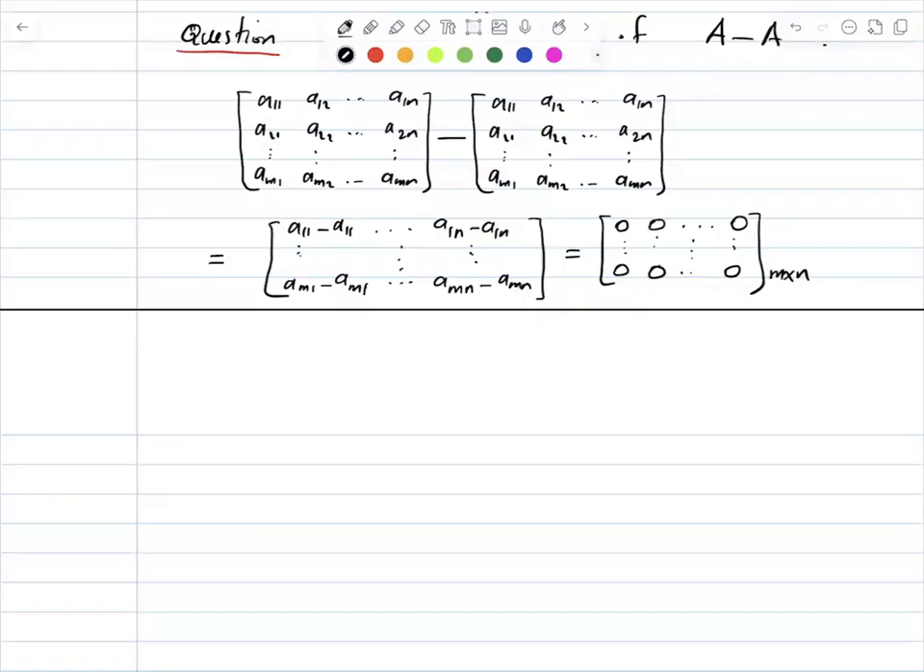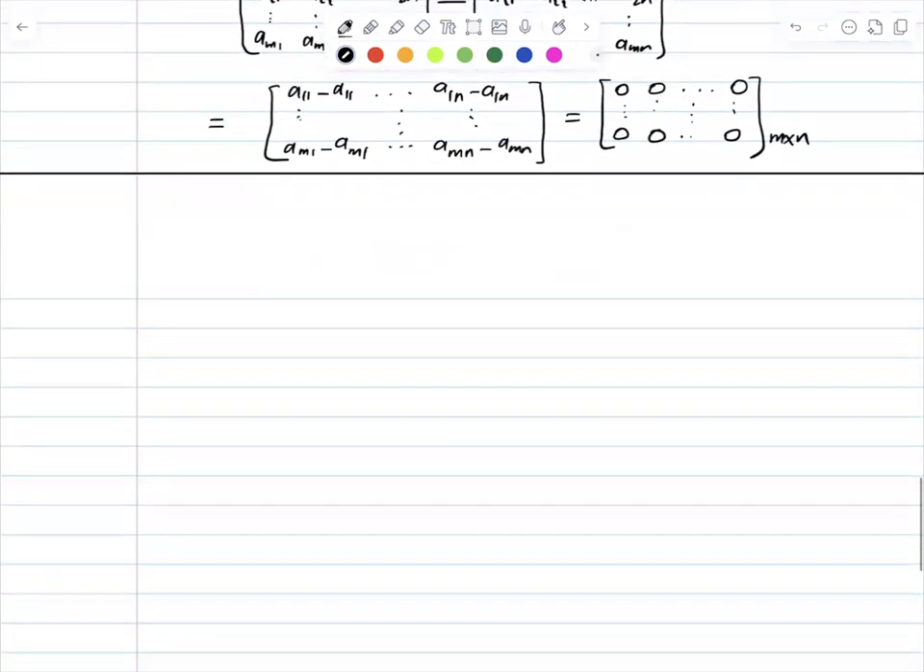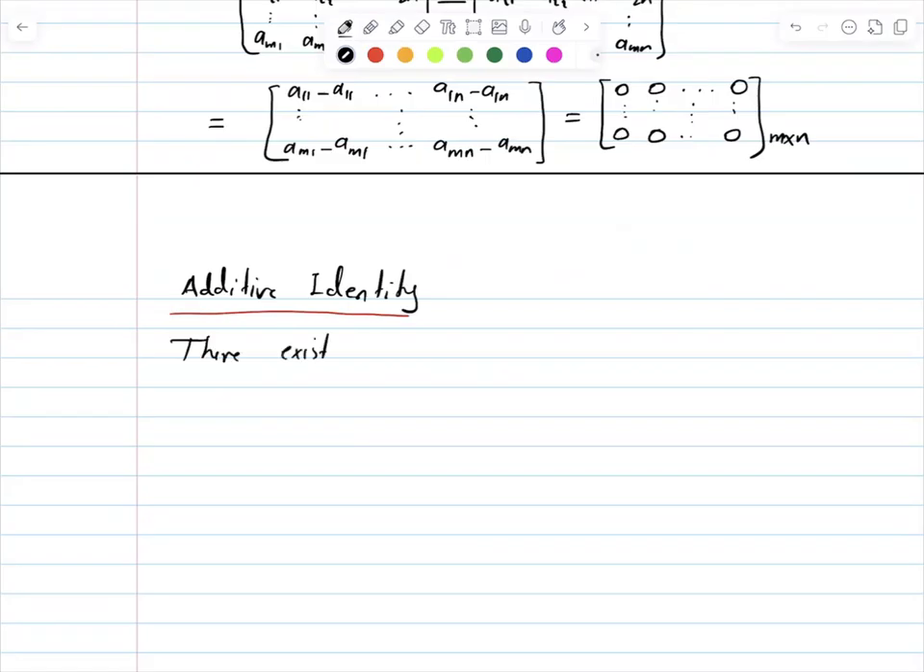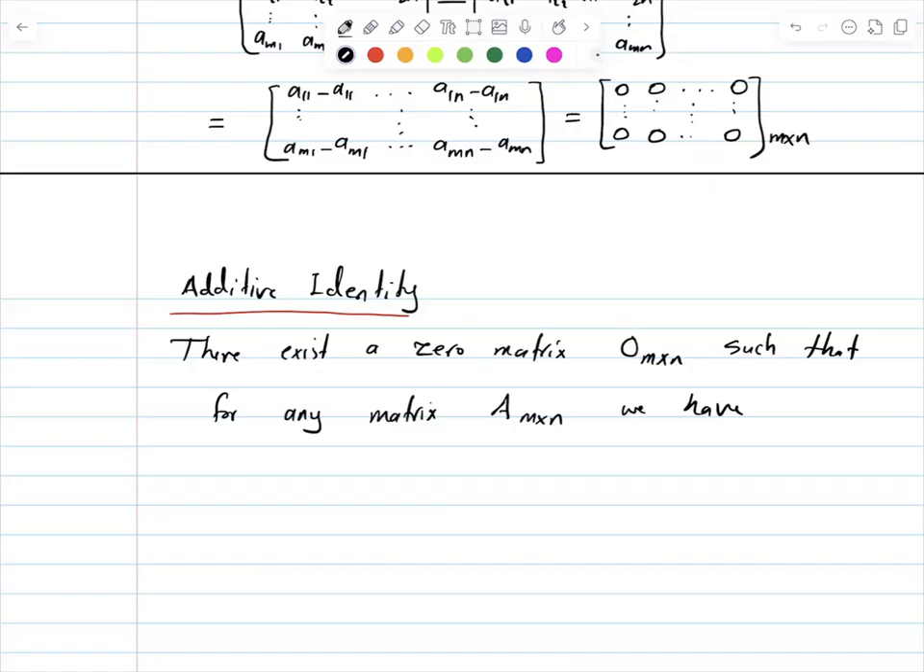Okay, now that we introduced this and talked about this, we can talk about an additive identity and also the additive inverse. Additive identity: there exists a zero matrix. What does this tell us? There exists a zero matrix, like matrix 0 of size m by n, such that for any matrix like A of the same size, we have A plus 0, which also can be written as 0 plus A, equals A. So this 0 is basically your additive identity.